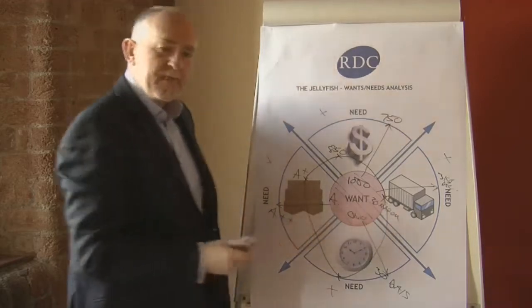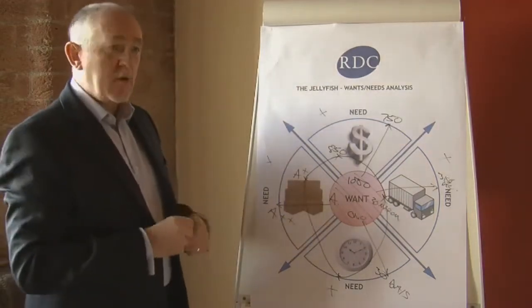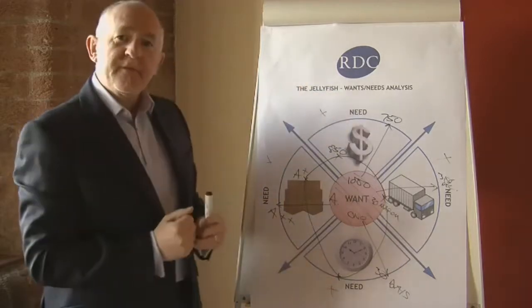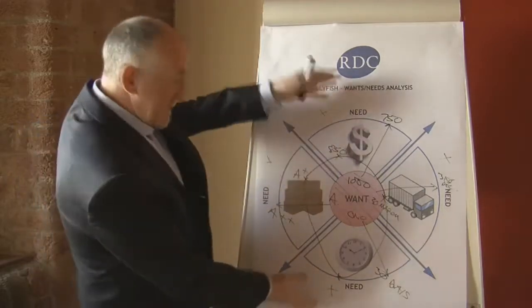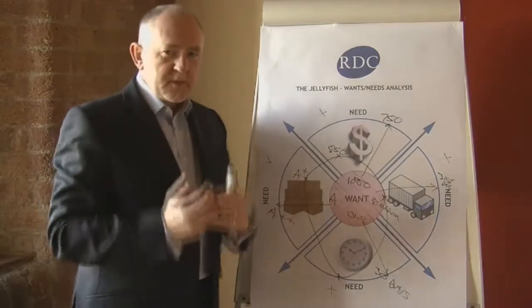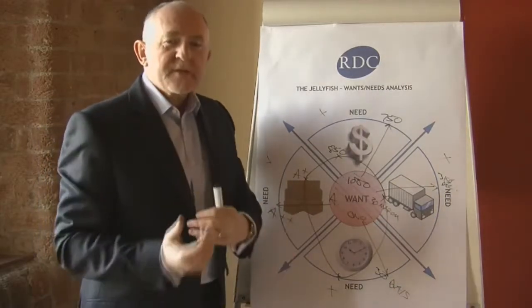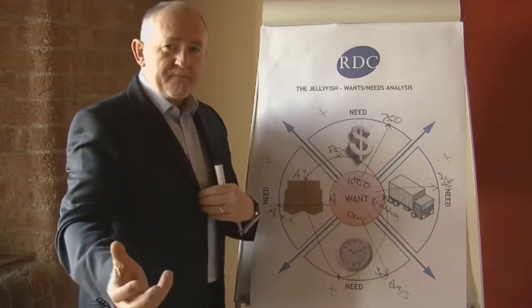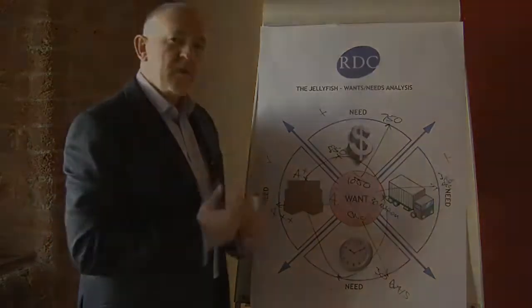So finally, the jellyfish is there to help you to plan. The jellyfish is there to help you to understand your limitations whilst you're talking. And the jellyfish is there to enable you to make an offer to the other party that will provoke them to provide a win-win for yourself.